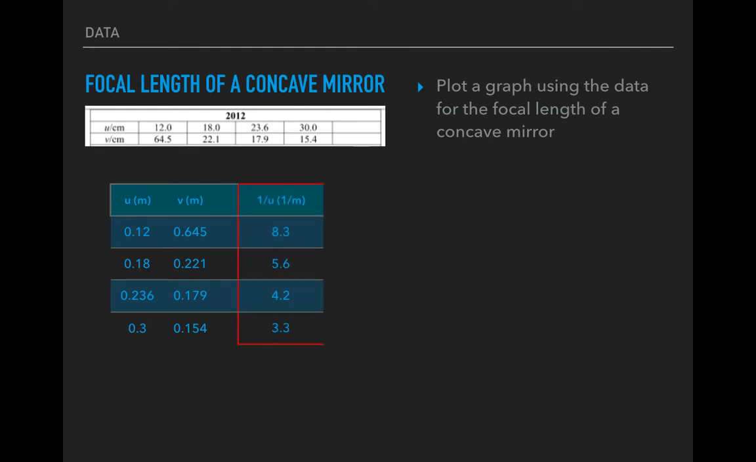So 1 over 0.12 is roughly 8.3. 1 over 0.18 is 5.6. 1 over 0.236 is 4.2. And 1 over 0.3 is 3.3. I'm going to do the same then for the V values, get 1 over all of those. And then the thing in the red box is the thing that I'm going to plot.